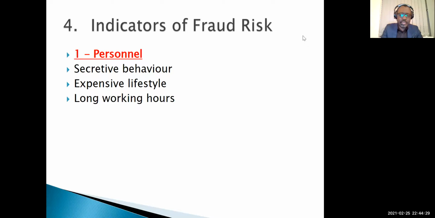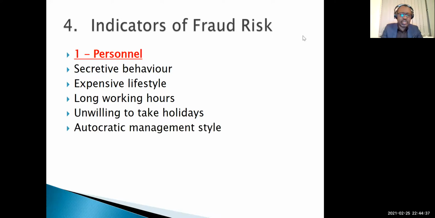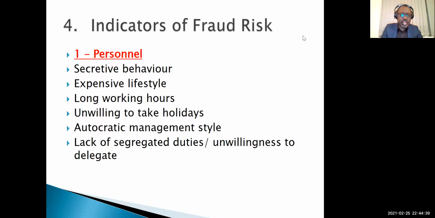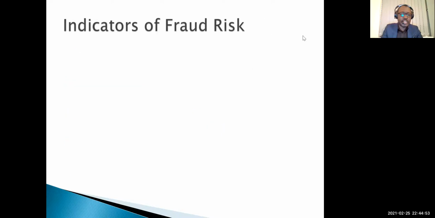Long working hours, the person doesn't want to go on vacations, take care of this person. Yes, unwilling to take holidays. He comes early, closes late. Autocratic management style, doesn't want anyone to question him. Lack of segregation of duties, unwillingness to delegate. I want to do everything on my own. I don't want to share. I don't want to be a team player. Low staff morale. This guy is always moody. Be careful. They may be up to something.